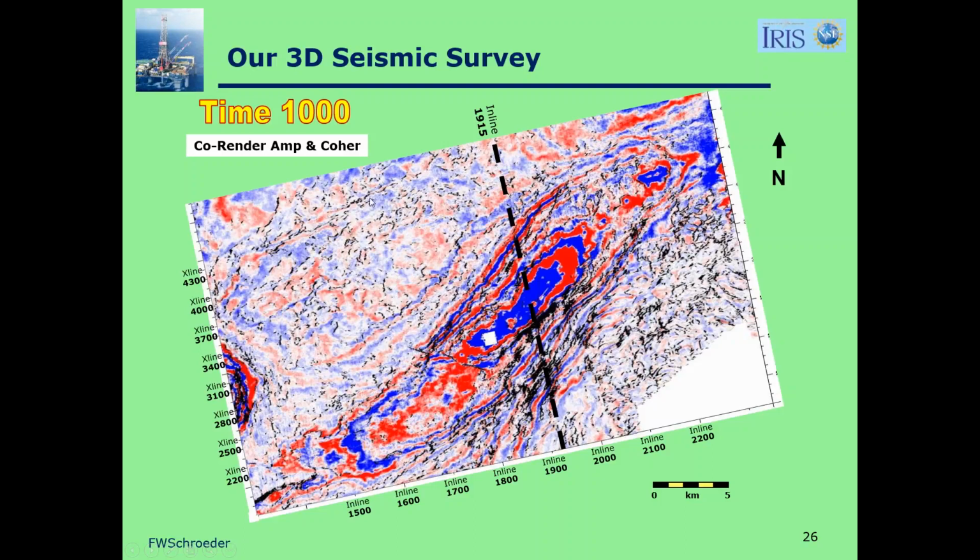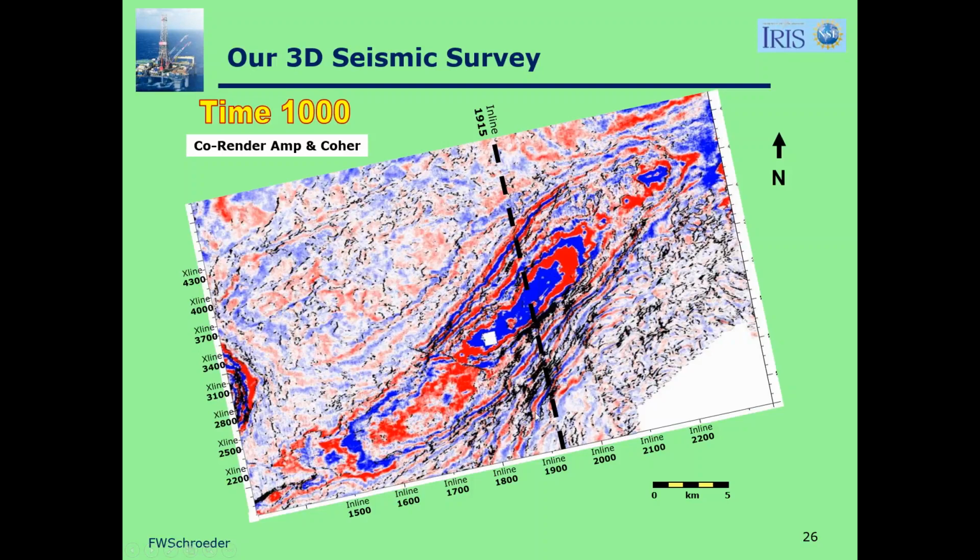There are some blacks in here, and that's some coherency data that I have co-rendered. The coherency data tells me where there are abrupt changes in the seismic response. And so you can see a little bit of a black lineation going through here, and that's a small offset fault near the crest of the anticline.